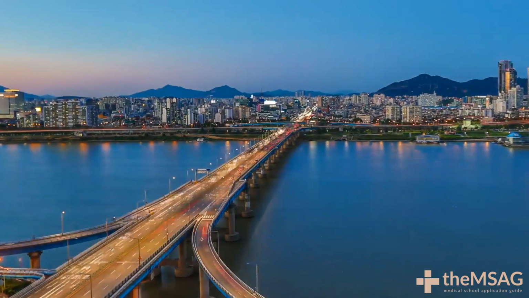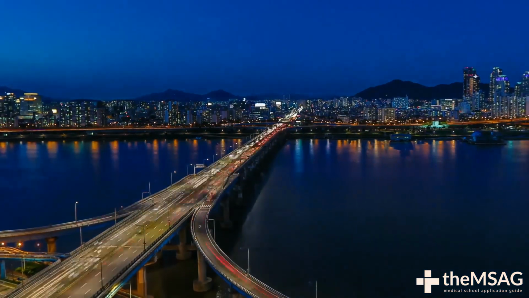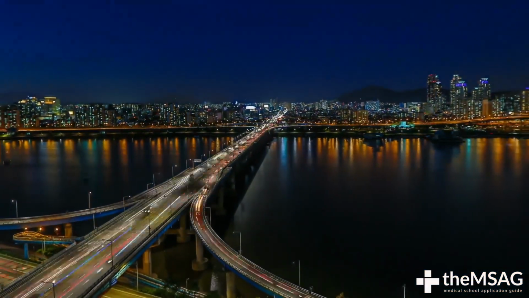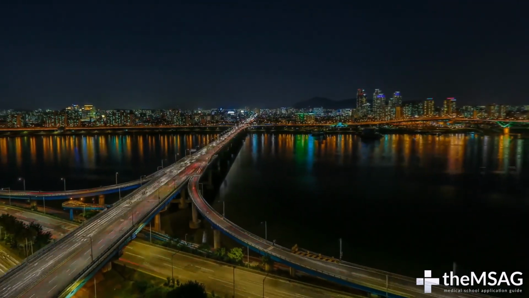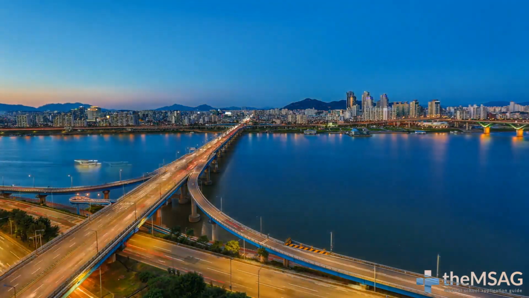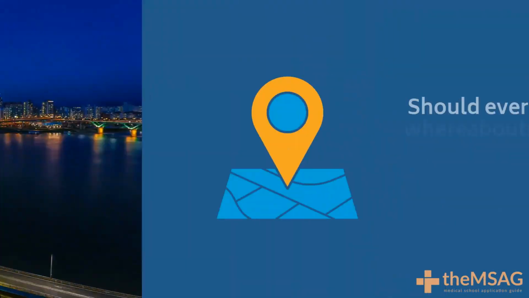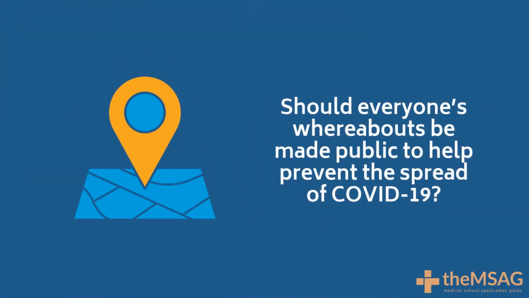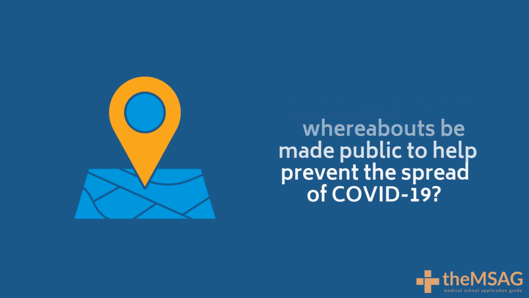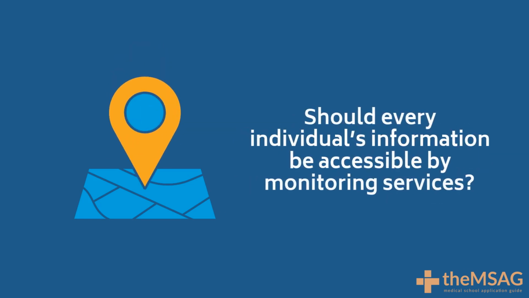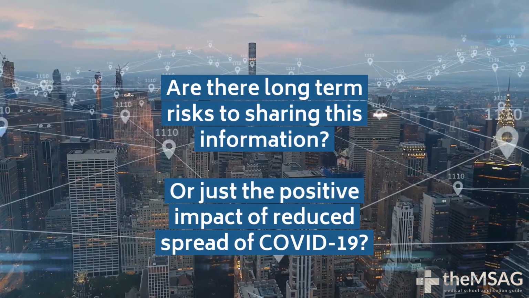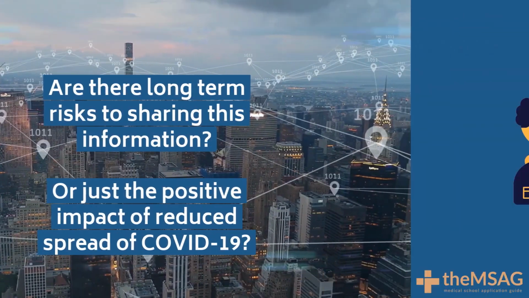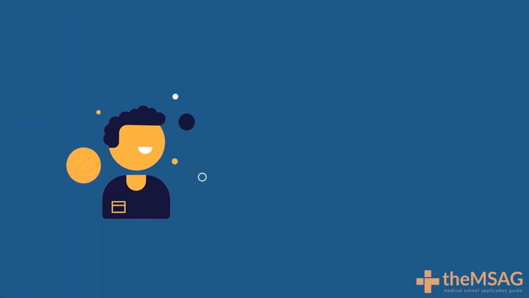Most of the literature you read about South Korea's handling of the pandemic portrays it as an example for other countries, but there are also some that raise concerns about privacy of individuals being breached in the name of the greater good. Should everyone's whereabouts be made public to help prevent the spread of COVID-19? Should every individual's information be accessible by monitoring services? Are there long-term risks to this? Or just the positive impact of a reduced spread? We're going to leave you all these interesting questions to think about.